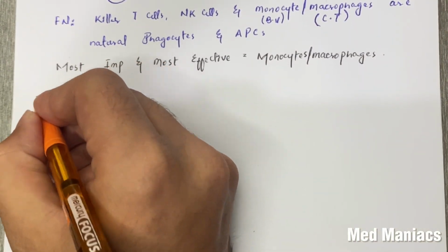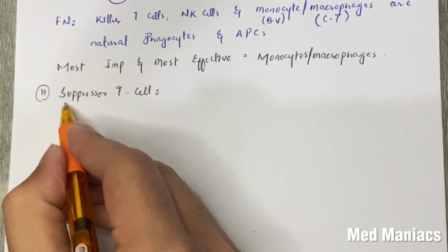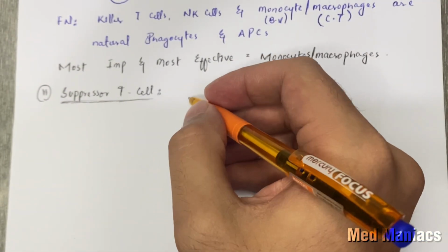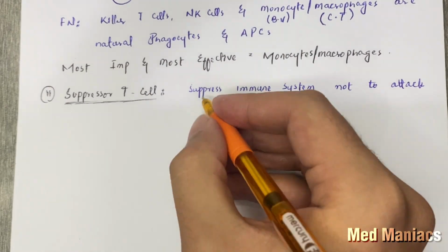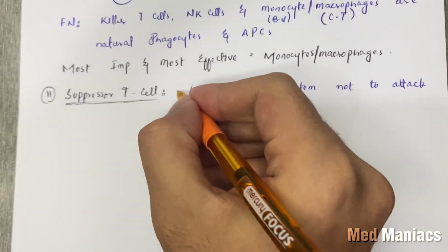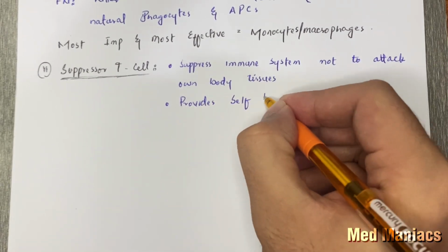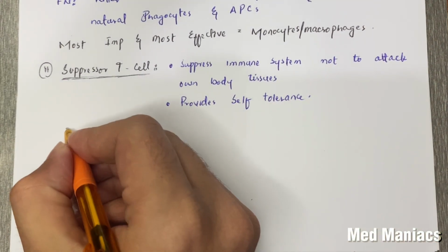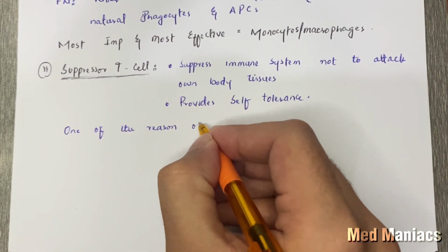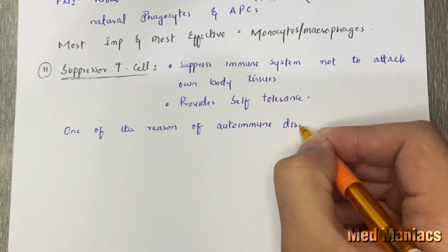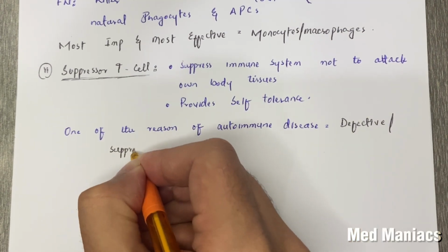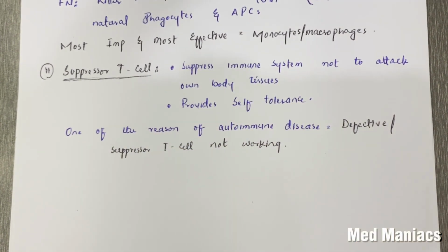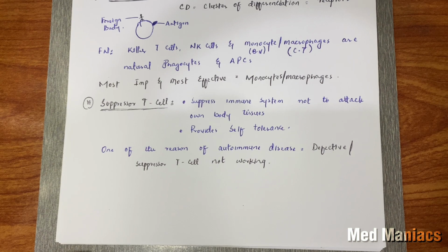The second one is the suppressor T cell. These cells suppress the immune system so that it does not attack our own body tissues. They help provide self-tolerance. The important point here is that one of the reasons for autoimmune diseases is a defective suppressor T cell, or the suppressor T cell is not working normally.